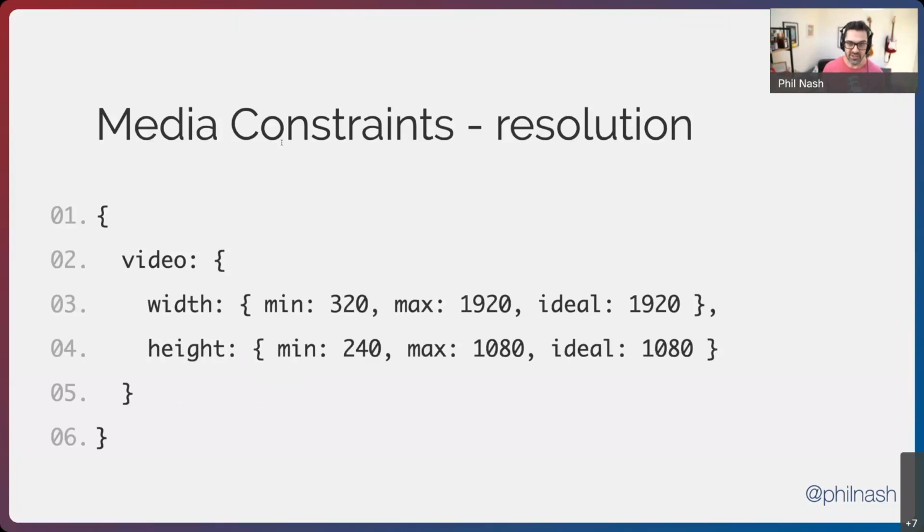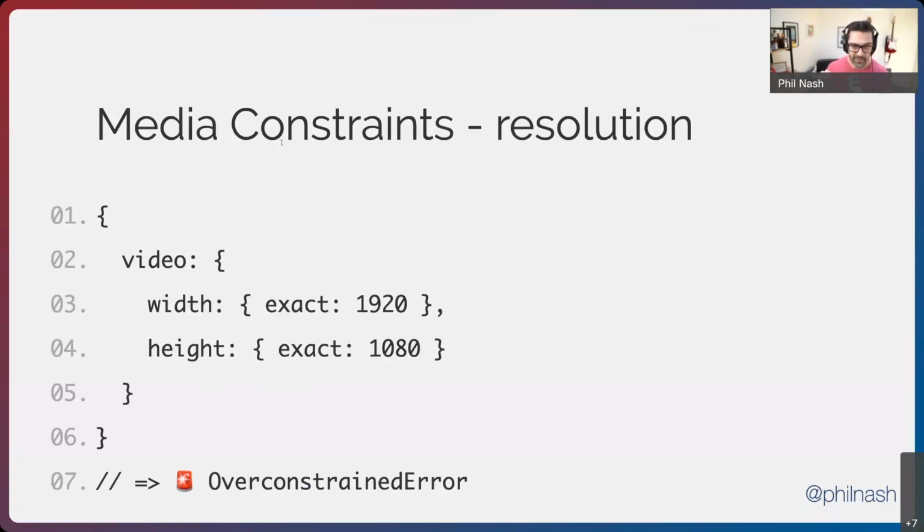You can give those restrictions in a slightly different way. You can give a min and a max and an ideal, saying, you know, what I'd really like, but what I'm happy for it to fall within. And you can ask for those exact resolutions, but you run the risk here. And with any of these media constraints, you always run the risk of over constraining the browser. And if it's unable to provide the request that you've asked for, then it will throw an over constrained error.